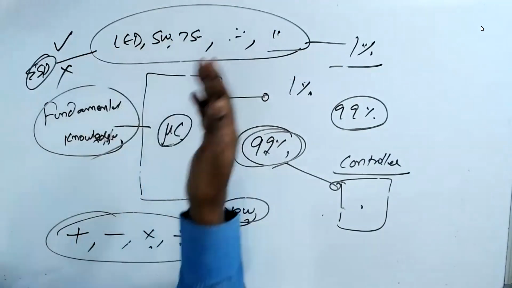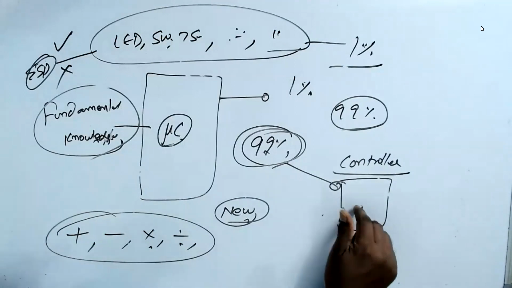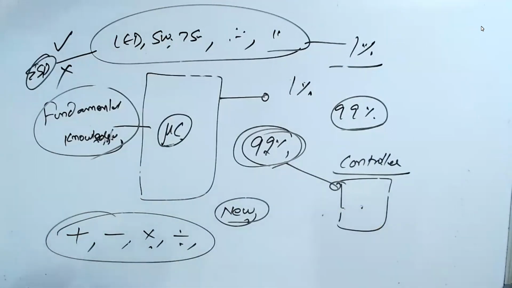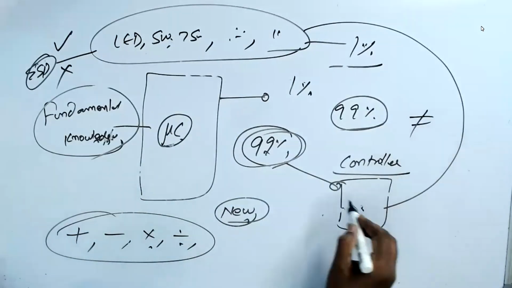LED switch, 7 segment, you have to learn it and go fast. But go and start learning the controllers. And the beauty is these two are totally different. They are totally different.